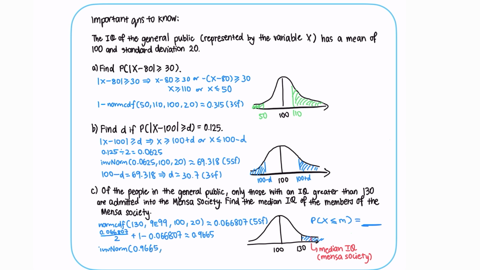Finally, what we want to do is inverse norm of 0.9665. We're given the probability or the area under the curve, and we want to find the value of x, or in this case, just the median IQ of the Mensa society. And we should get 137 to 3SF. So what this is saying is that half the people in the Mensa society have an IQ between 130 and 137, and the other half have an IQ of greater than 137.